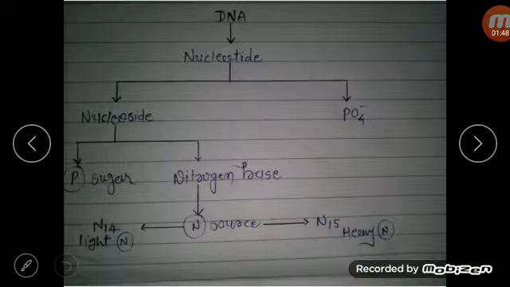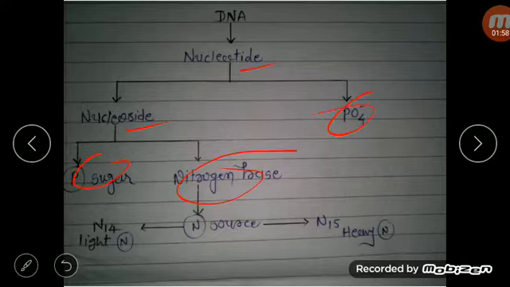Then let's start. DNA is made up of nucleotides. Nucleotides are made up of nucleosides and phosphoric acid. Nucleosides are made up of pentose sugar and nitrogen base. The main importance of this experiment is the nitrogen base. The sources used in this experiment are N14 and N15. N14 is called light nitrogen and N15 is called heavy nitrogen.